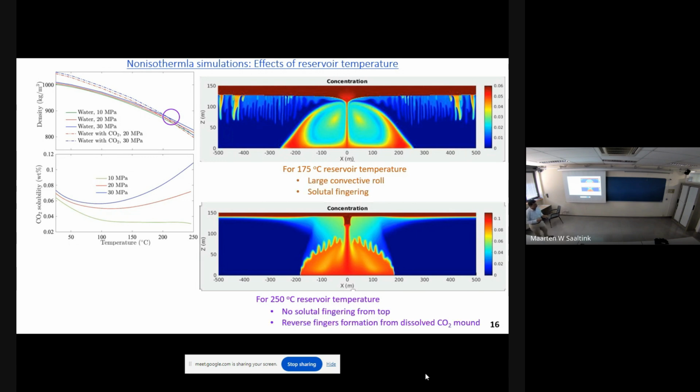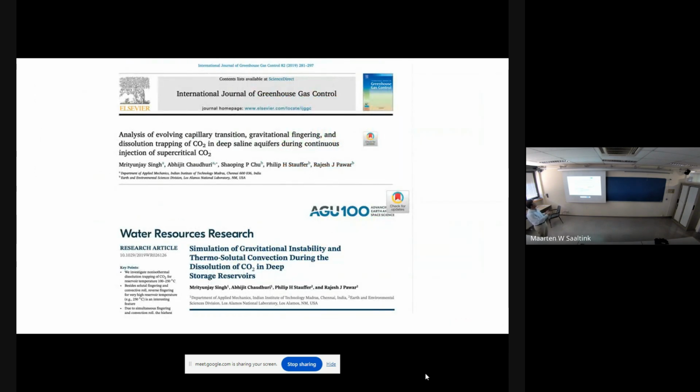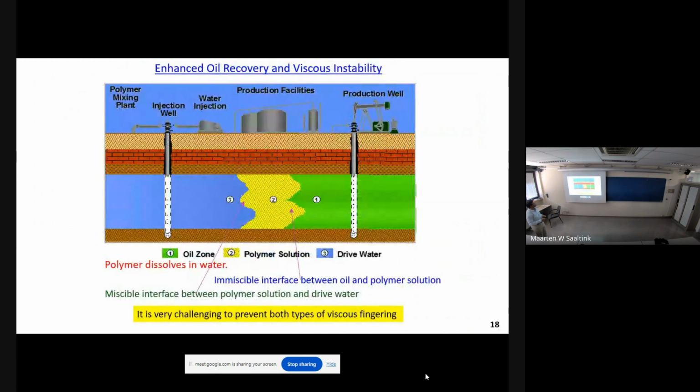So this is another set of simulation results, and for your information, we published some papers. Only two are shown here. This is for the isothermal case. This is for the non-isothermal case. If you are interested, you can look into it. You can meet me anytime in the next couple of weeks.